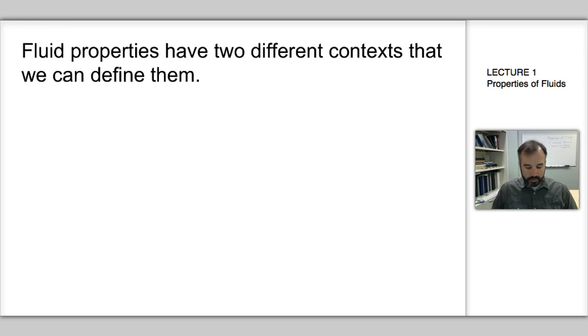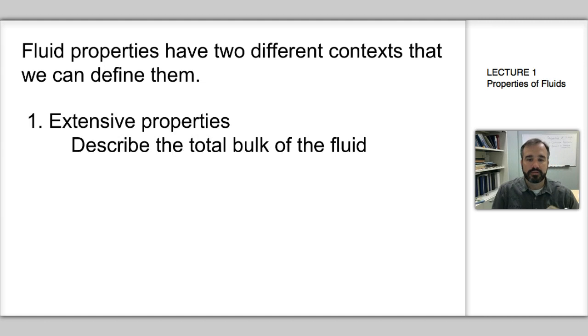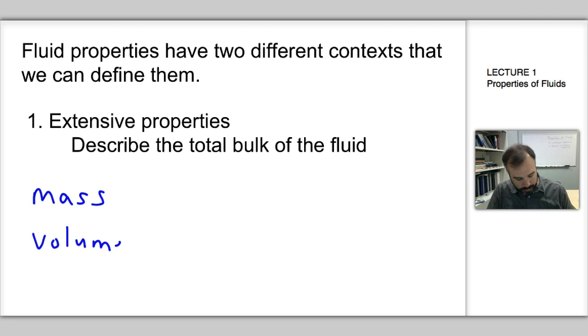And so the first one we want to look at are extensive properties. And these describe the total bulk of the fluid. Examples of these are mass and volume. The reason these are considered extensive properties is because we have this volume of air in front of us, right? It has a very particular mass, a very particular volume. If we make it a little bigger, then that volume changes and that mass changes. And so it really describes this very particular volume of air that we have in front of us.